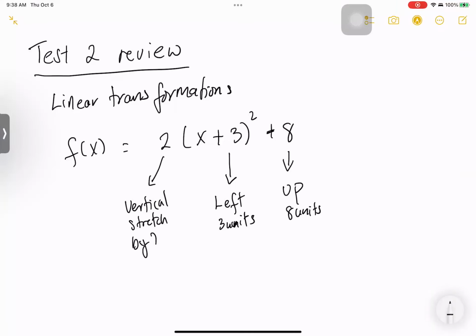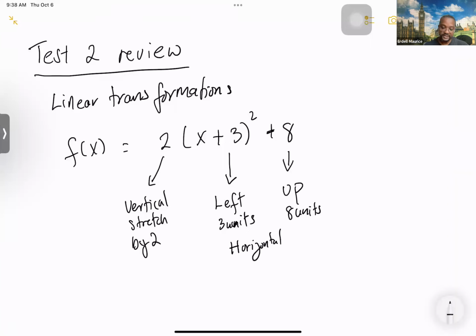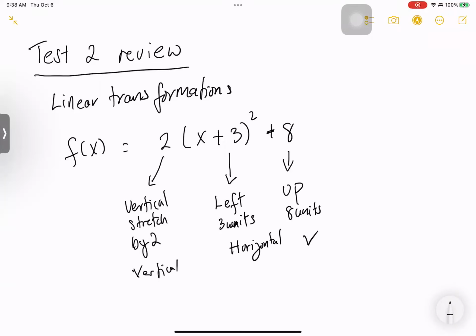How do you know vertical from horizontal? The ones inside the parentheses are horizontal, and what's outside the parentheses is vertical. Inside is horizontal, outside is vertical. When you're on the inside, you do the opposite. When you're on the outside, you do regular. Oh yeah, I know that, like positive is left and negative is right. Right. That's the first thing we need to understand about linear transformations: what each of the values mean.